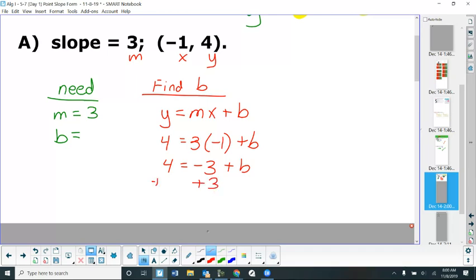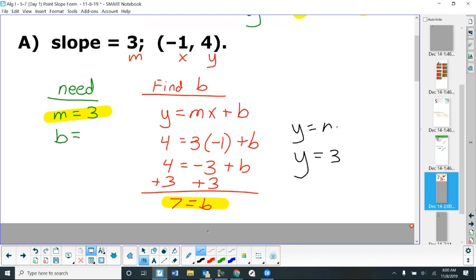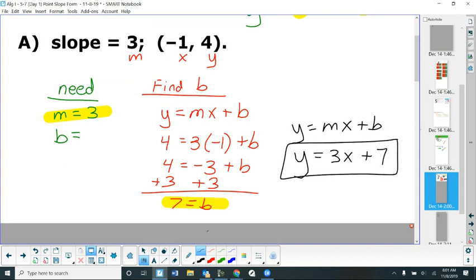Add 3. And when you do, what do you get? 7 equals B. So now, guys, you have M, you have B. So can we go into y equals mx plus b? And what do you write? What do you have? Y equals what? Well, what's M? So y equals mx plus b. So y equals what? 3x plus, hey Tessa, 3x plus what? 7. Very good.